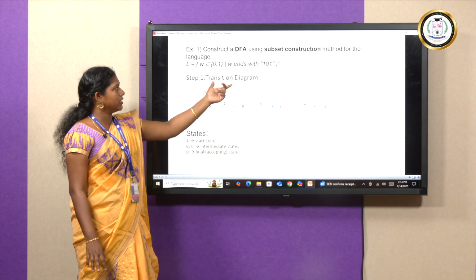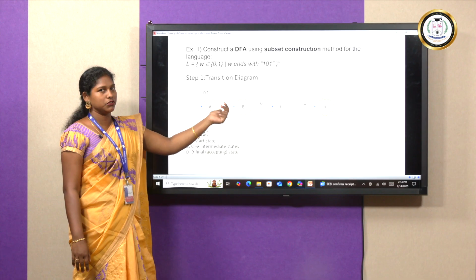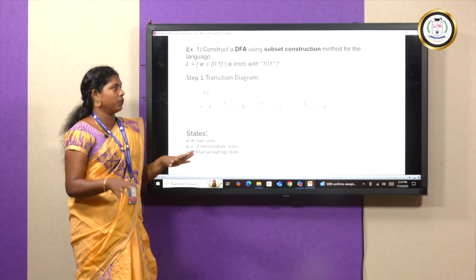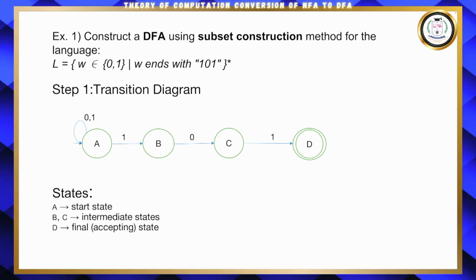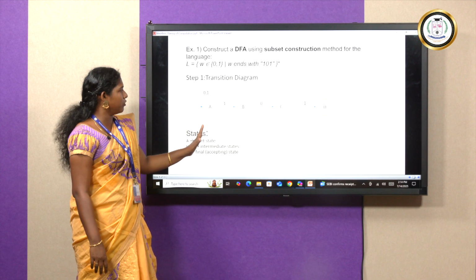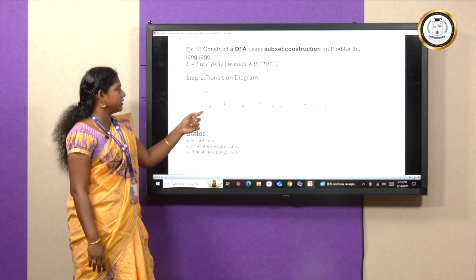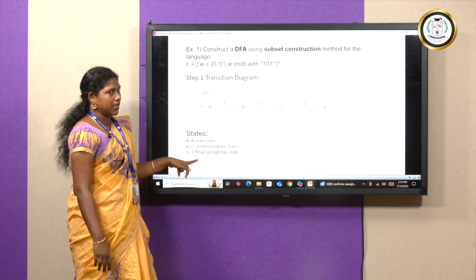So the question is ends with 101. They didn't mention anything about the beginning. So at the beginning you can have either zeros or ones, so I have put the self loop. The beginning can be either zeros or ones, but the end should be 101. So this is the diagram I have drawn here. The number of states is A, B, C, D, 4 states. The initial state is A and the final state is D.